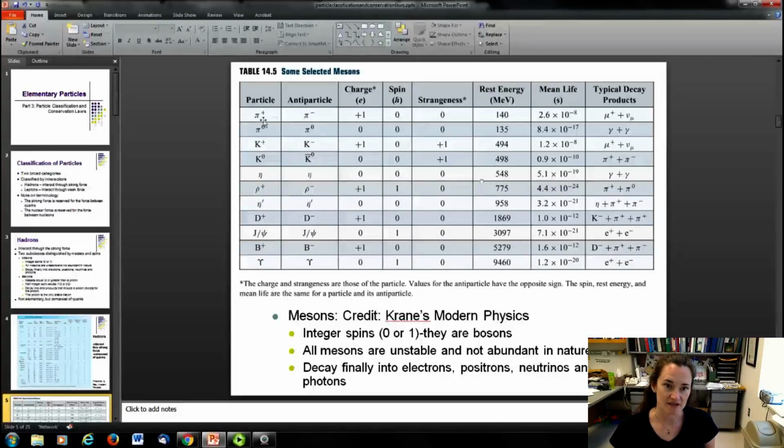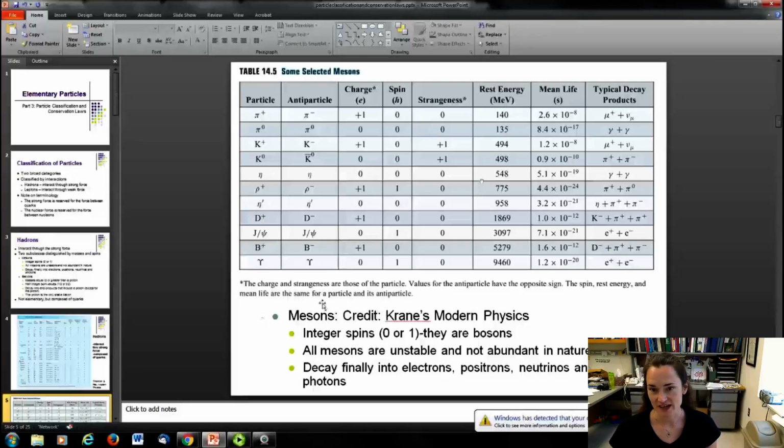So here you have these pi's. You have pi plus and then the pi 0. These are your pions, okay? These were found to be the mediators of the nuclear force. Then you have your K particles, your K plus and your K 0. These are called the kaons. Then you have your eta particle here, and then you have your rho and your D and your J psi particles, and so on and so forth. So they have some really interesting names.